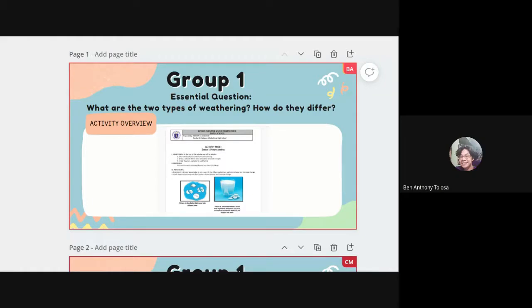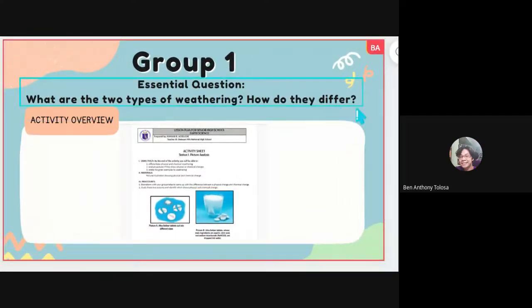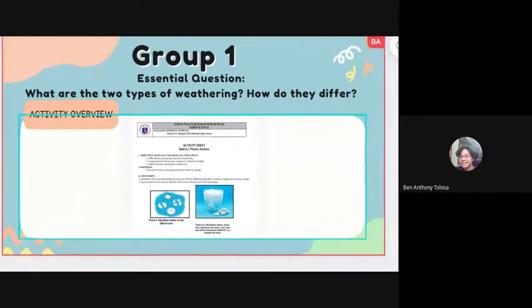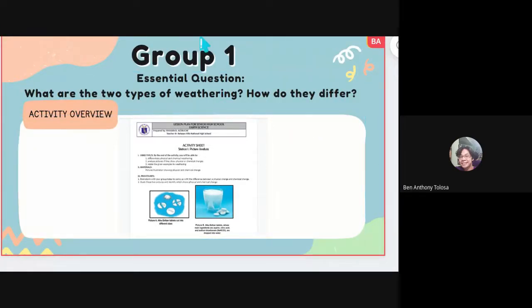Hello, good afternoon, everyone. We are group 1, and the question assigned to us is, what are the 2 types of weathering and how do they differ? As you can see, there are 2 pictures here. Picture A, Alka-Seltzer tablets cut into different sizes, and picture B, where Alka-Seltzer tablets, whose main ingredients are aspirin and other substances, are dropped into water.